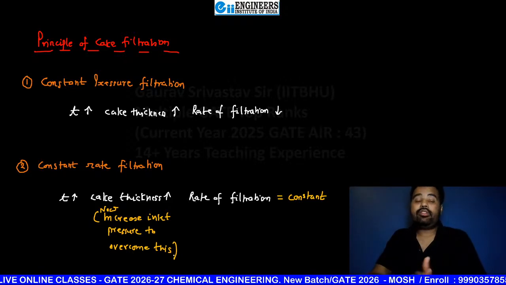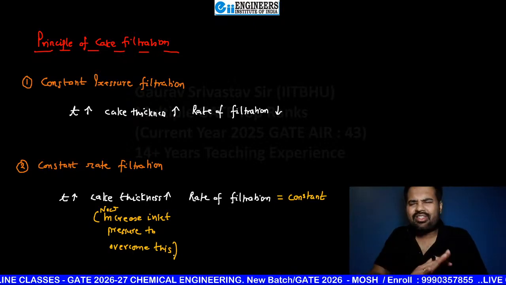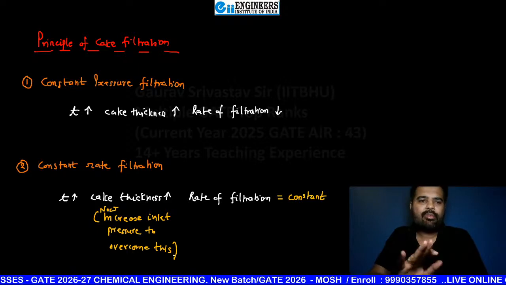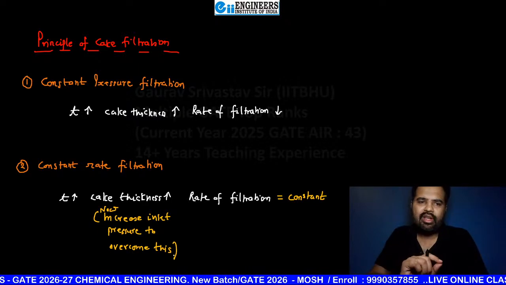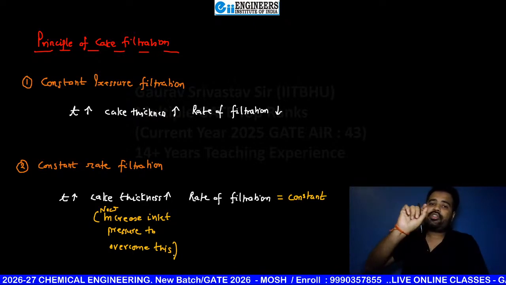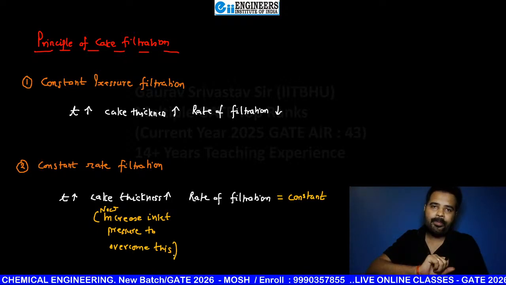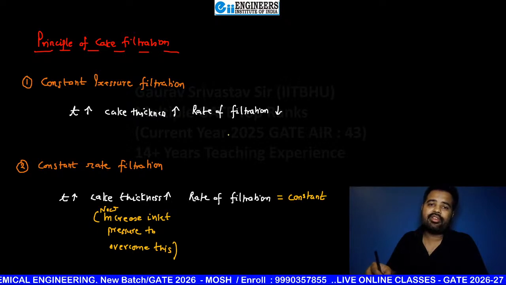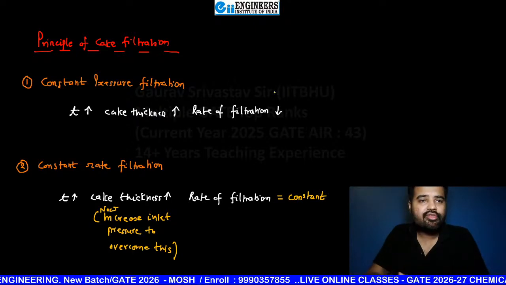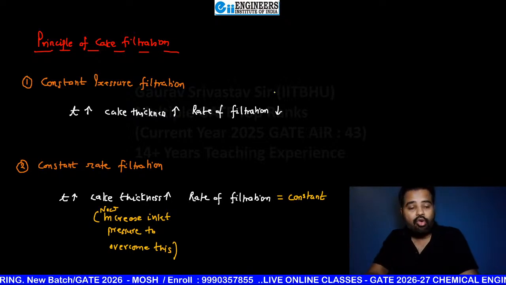So, this slide is important. A 1 mark question has already been asked from this slide: they asked about constant rate or constant pressure, one of these two. In constant pressure filtration, the rate of filtration decreases with time, increases with time, is constant, or we can't say. The right option is that the rate of filtration decreases in constant pressure filtration, while in constant rate filtration the rate of filtration is constant. I think the first one was asked, constant pressure filtration. Okay, is everyone clear?